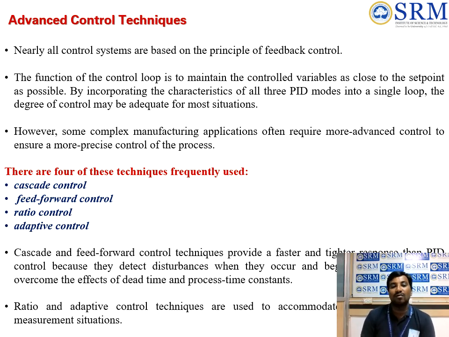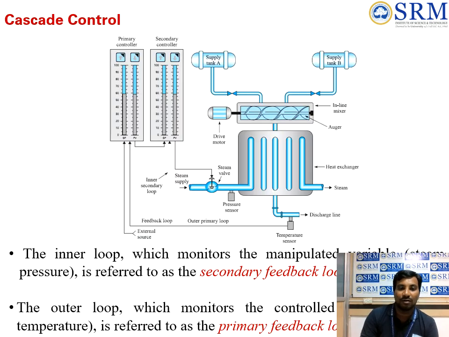One is cascade control, then feed forward control, ratio control, and the last one is adaptive control. The cascade and feed forward control techniques provide a faster and tighter response than PID control because they detect disturbances when they occur and begin correction early to overcome the effect of dead time and the process time constant. Besides, the ratio and adaptive control techniques are used to accommodate unique process and measurement situations. Now let us see those advanced control systems one by one.